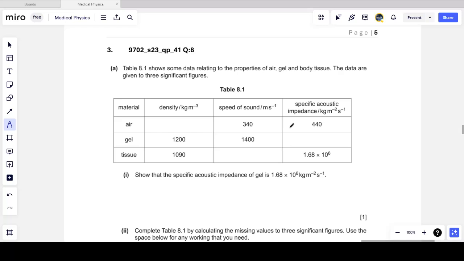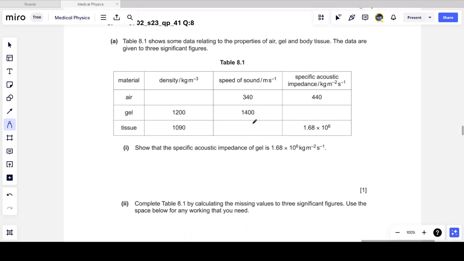We're told that table 8.1 shows some data relating to the properties of air, gel, and body tissue, and the data are given to 3 significant figures. We have a table here that seems to be incomplete, but before we get ahead of ourselves, the first question says, show that the specific acoustic impedance of gel is 1.68 times 10 to the 6 kg per meter square per second. So I'm given values of the density, the speed of the sound, and the specific acoustic impedance. And I can see that all of the values are given in correct SI units, so I'm actually thankful for that. It means at least I don't have to convert.